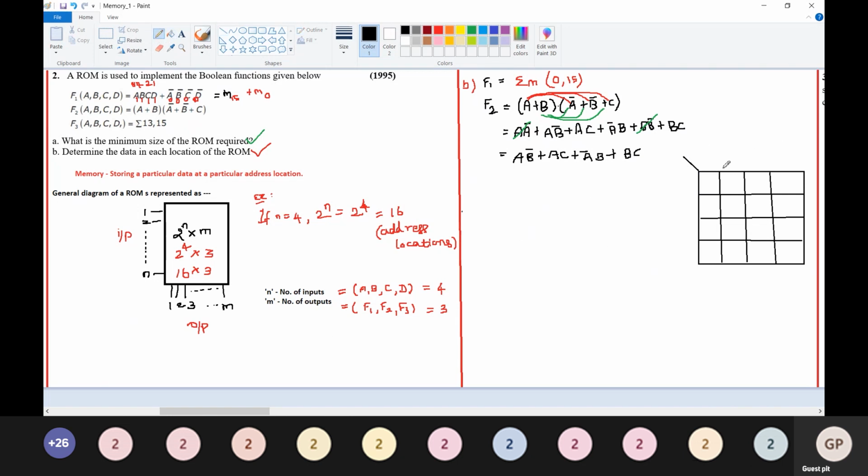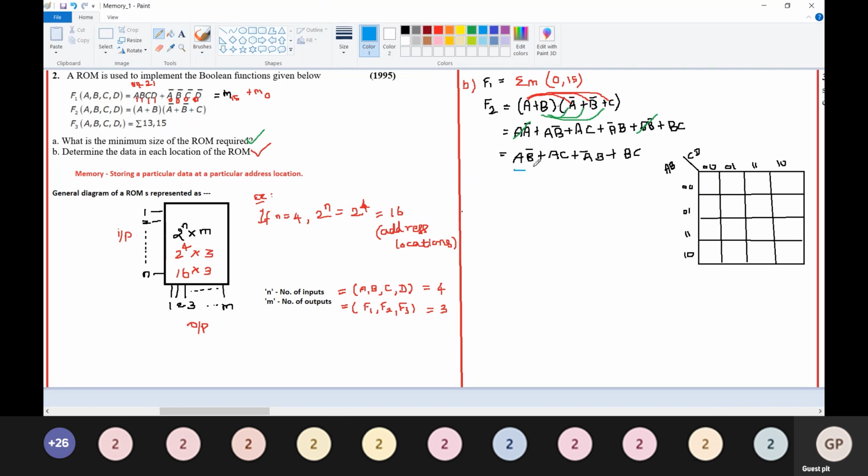So what are the variables? A, B, C, D. So I'll put A, B, C, D. Out of these two methods, I feel this is the easiest. 0, 0, 0, 1, 1, 1. So you have a four variable K-map. Now you are just going to implement these product terms in the K-map.